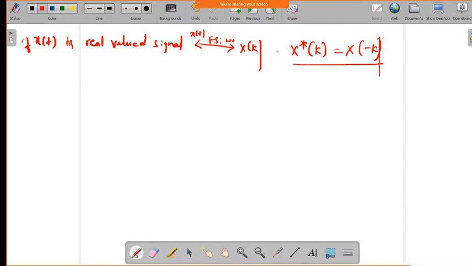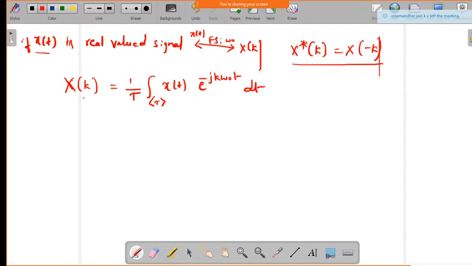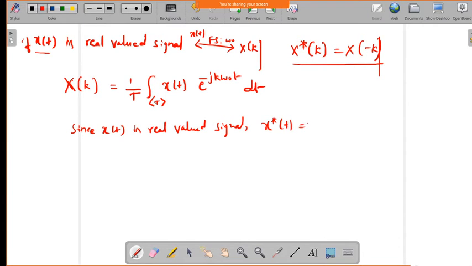So now how can we prove this? Take the expression of x of k, that is 1 over T. This x of t is a continuous time periodic signal with time period T, and it is a real valued signal. So x of k is 1 over T integral of x of t into e power minus jk omega naught t into dt. Now since x of t is a real valued signal, x star of t is equal to x of t.